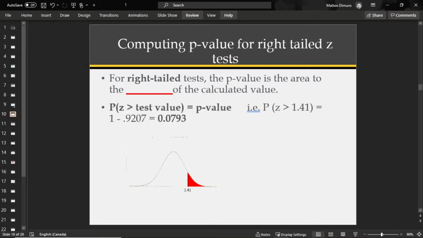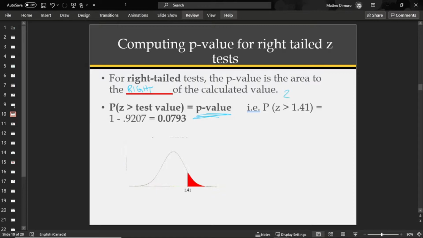Let's take a look at a right-tailed test. For a right-tailed test, the p-value is the area to the right of the calculated value. Very, very similar to before. Because it's right tail, you're going to be looking for the probability that whatever z-score you get is greater than the test value, and that's equal to the p-value.